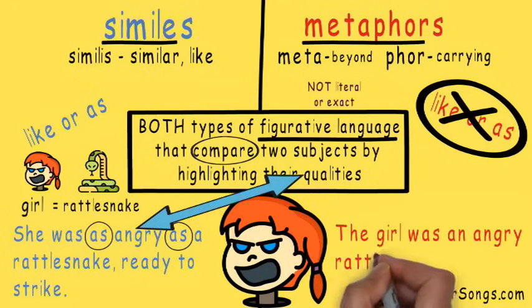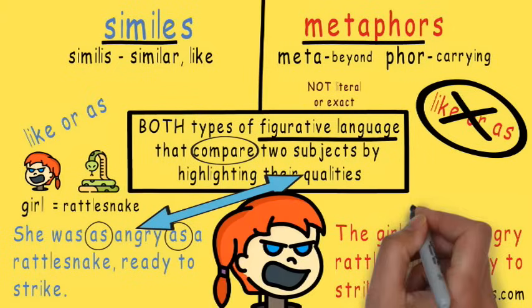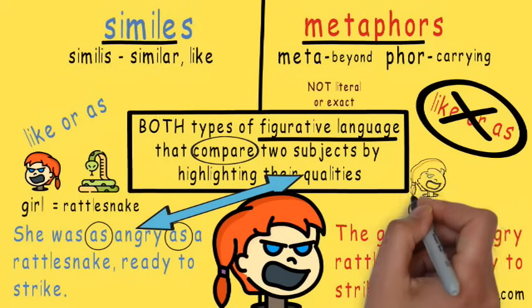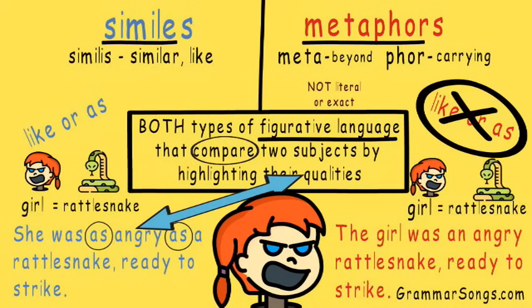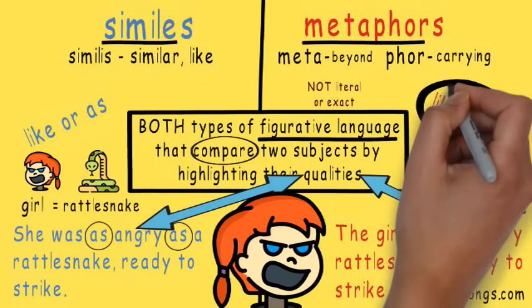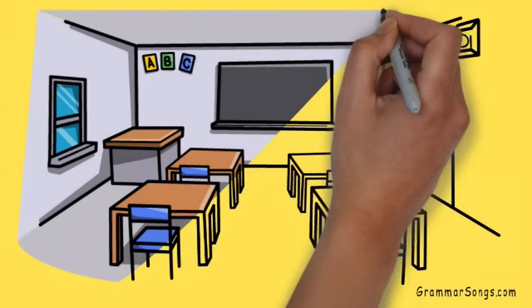The girl was an angry rattlesnake ready to strike would be an example of a metaphor. Just as in a simile, the girl is being compared to a rattlesnake. The quality being compared again is anger. But since the words like or as are not used, and the author is saying one thing is or was another, the girl was an angry rattlesnake, we can clearly see that this is not a simile but a metaphor.